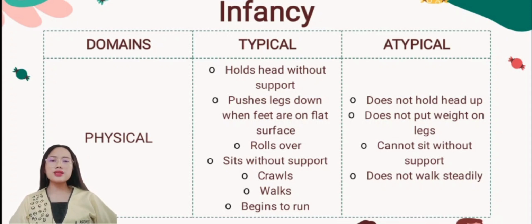In the physical domain, in typical development, they can hold their head without support. They push their legs down when feet are on a flat surface. They roll over, sit without support, crawl, walk, and begin to run. While in atypical, the baby does not hold the head up, does not put weight on legs, cannot sit without support, and also does not walk steadily.